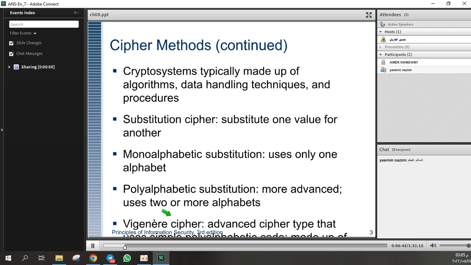Algorithm. We have a special case of polyalphabetic substitution. We call it the Vigenère cipher. But what is the Vigenère cipher? In the Vigenère cipher, for example, in the English alphabet, we have 26 characters, 26 alphabets. In this case, we have 26 substitution patterns.